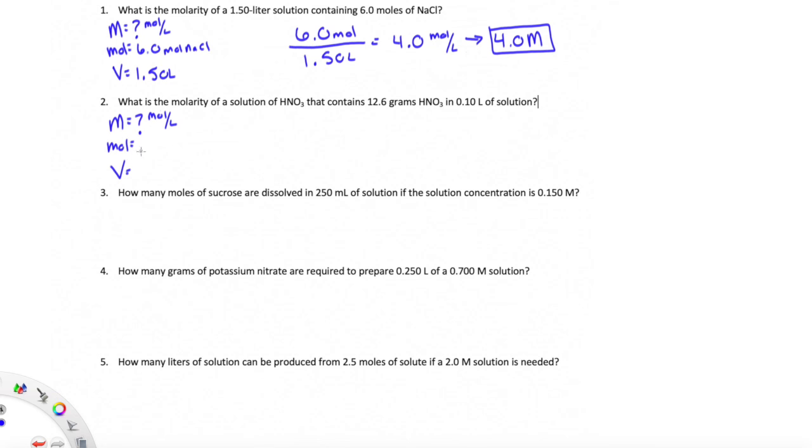And it's telling me that I have 12.6 grams. So I'm going to go ahead and write 12.6 grams, but I know I'm going to have to convert that to moles, and I do that conversion by dividing by the molar mass for that substance, and the molar mass of nitric acid is 63.0 grams for 1 mole. So grams will cancel out, and that leaves me with 0.200 moles, and that's HNO3.